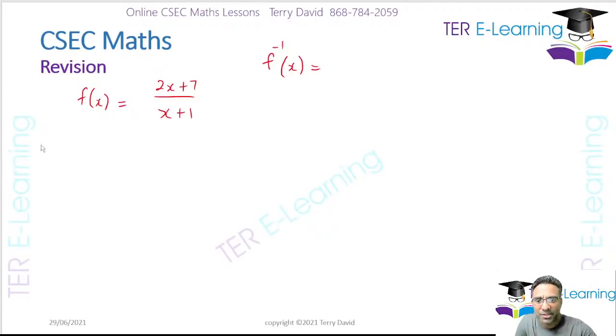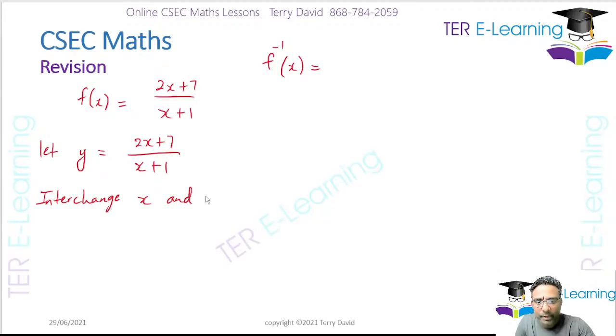Your first step is to let y equal 2x plus 7 over x plus 1. The next step is to interchange x and y. So that's my step 2. Interchange x and y. Now, what that really means is that anywhere you see x, you're going to put y, and anywhere you see y, you're going to put x. So therefore, I'm going to write this as x is equal to 2y plus 7 over y plus 1.